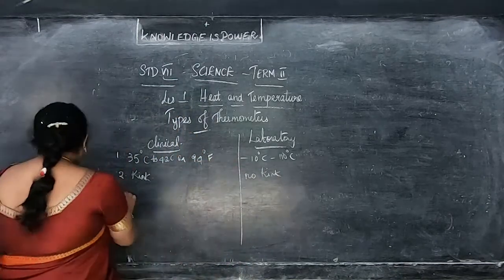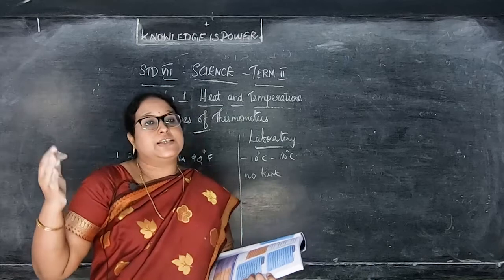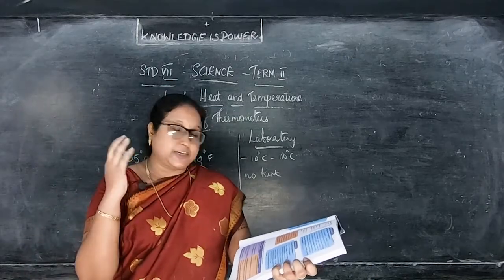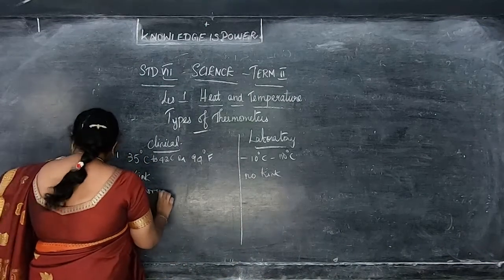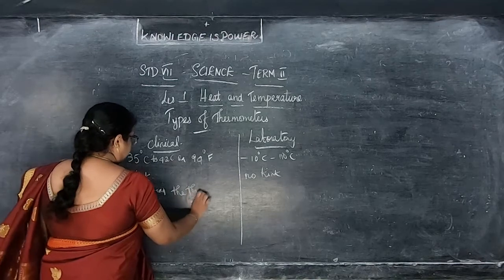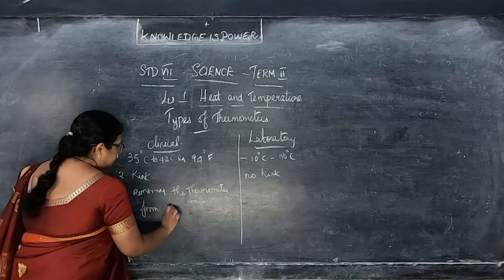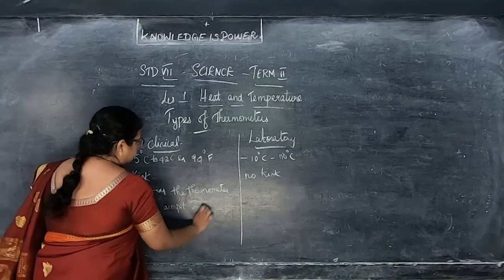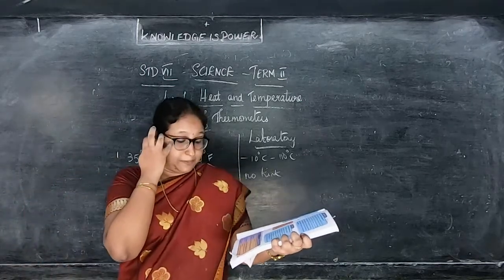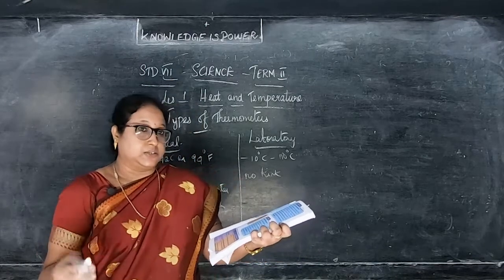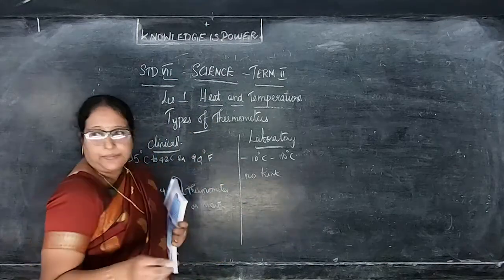Next, in the clinical thermometer, the temperature can be read after removing the thermometer from the armpit or the mouth. Whether it is kept in the armpit or the mouth, the temperature can be read after removing it. Okay children? Then, in the laboratory thermometer, the temperature is read while keeping the thermometer in the source of the temperature, for example, a liquid or any other thing.